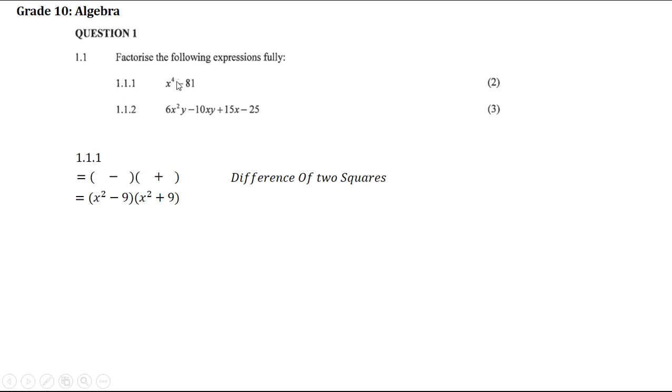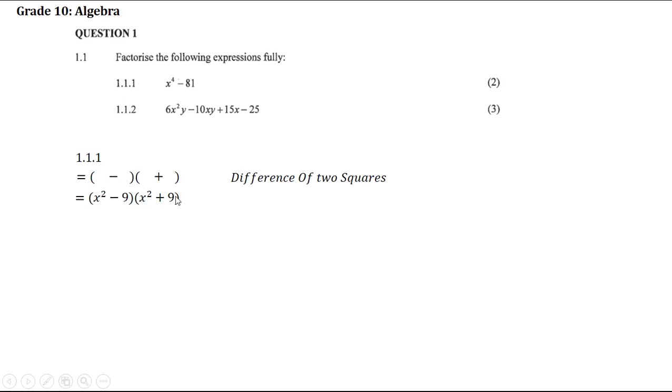The square root of x to the power 4 is x squared. The square root of 81 is 9, which is the same as 3 squared. So this is what we have. The square root of x to the power 4 is x squared, then you put x squared and x squared on the left side. The square root of 81 is 9. We put 9 and 9 on the right side.